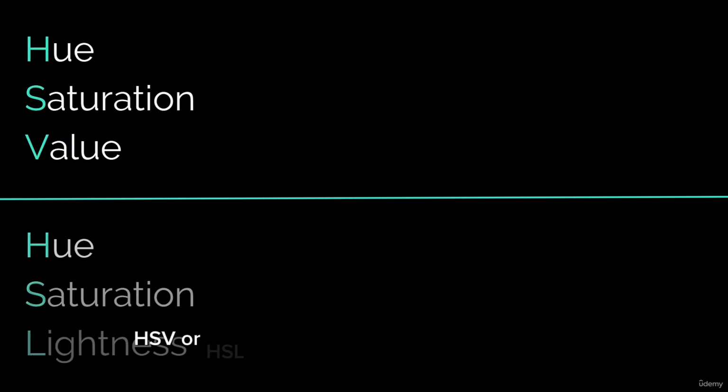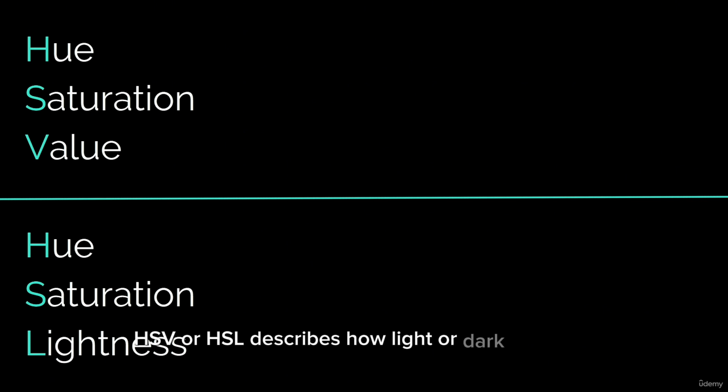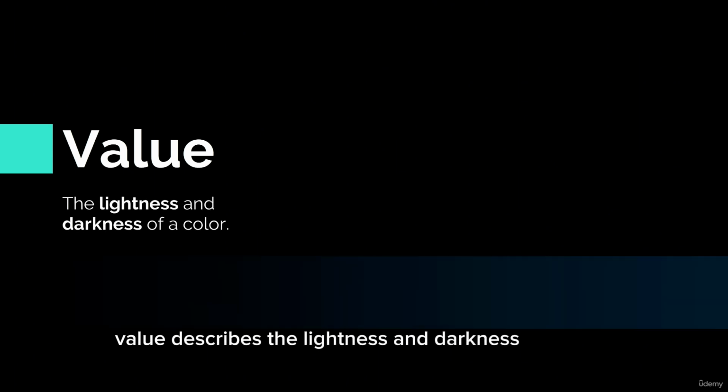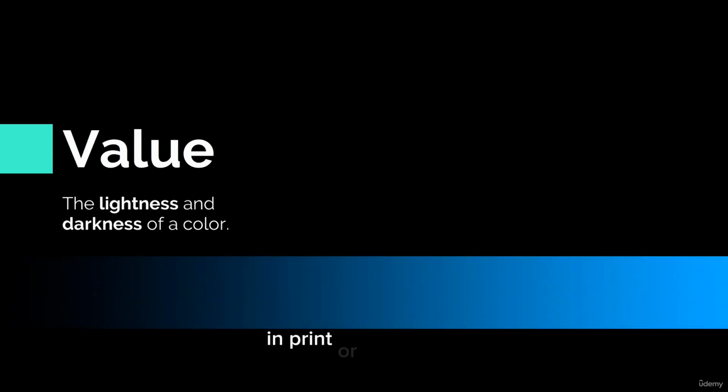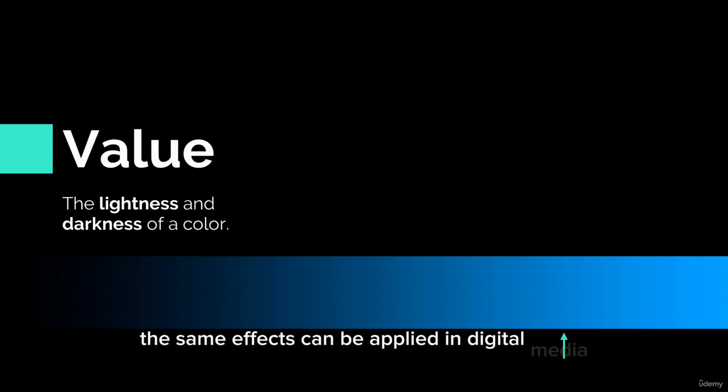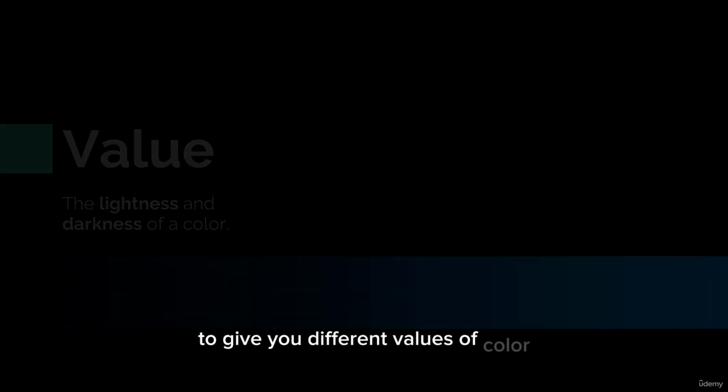The final two properties of the color wheel, depending on which model you are using, HSV or HSL, describe how light or dark a color is. They are somewhat different, so let's start with V of the HSV color wheel, which stands for value. Value describes the lightness and darkness of a color. In print or in painting, this is controlled by using more or less blacks, whites, or grays in your color. The same effects can be applied in digital media to give you different values of color.